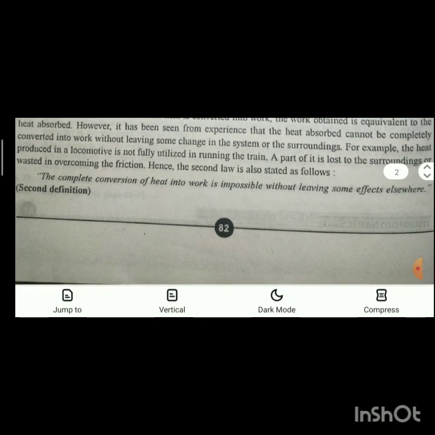For example, the heat produced in a locomotive is not fully utilized in running the train. A part of it is lost to the surrounding or wasted in overcoming the friction. Hence, the second law is also stated as follows: the complete conversion of heat into work is impossible without leaving some effect elsewhere. Besides the above definition, a number of other definitions have also been given to the second law of thermodynamics. The two important ones are: it is impossible to construct a machine functioning in cycles which can convert heat completely into the equivalent amount of work without producing some changes elsewhere.